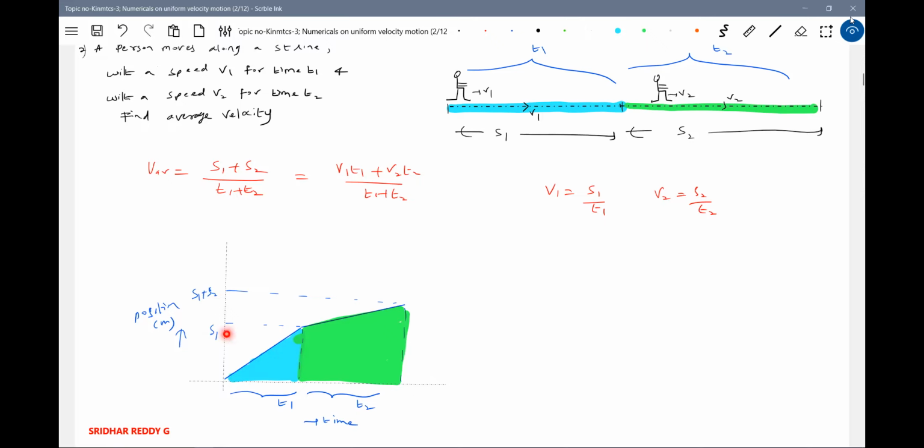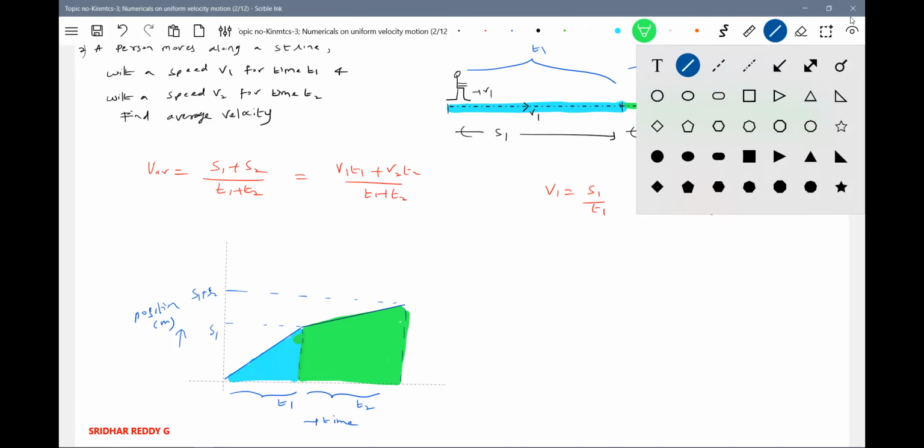So what is the total distance covered? S1 plus S2. Total time of journey is T1 plus T2. So we don't know S1 and S2. So what is S1? You can write it from here. It's not a VT graph, it's an ST graph. From ST graph. No, sir, can you show by VT graph? Yes, we can also draw the VT graph.